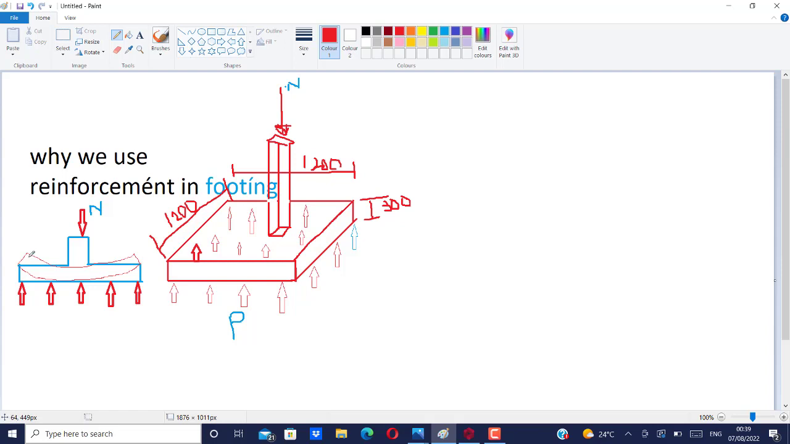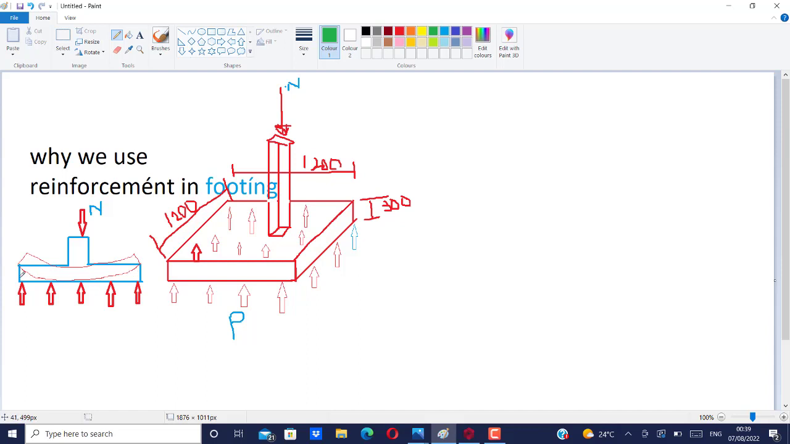And that means that for it not to bend this way, what is the solution? The solution is that we need to provide reinforcement, in order to keep this footing from bending in this manner. That is the reason why you see reinforcement in your footings. They are not just there for fancy, they are there to prevent this bending moment.